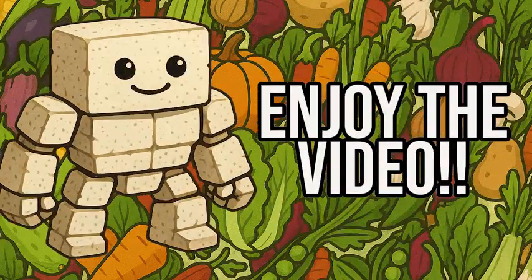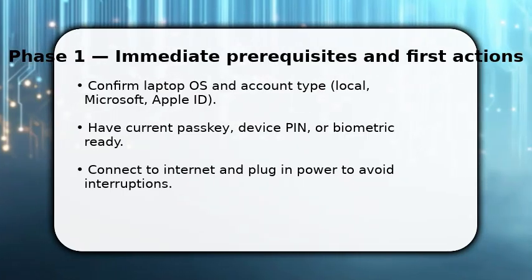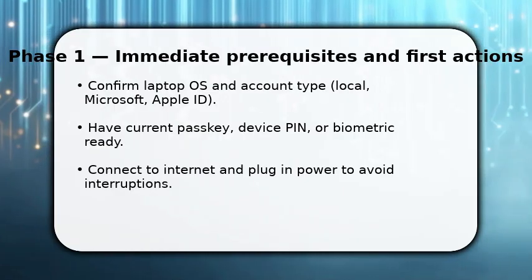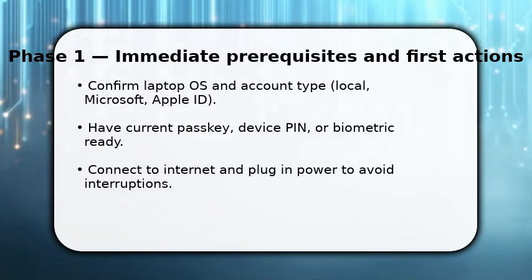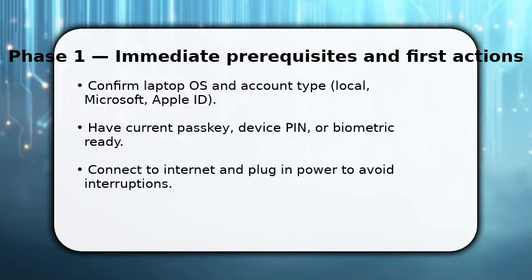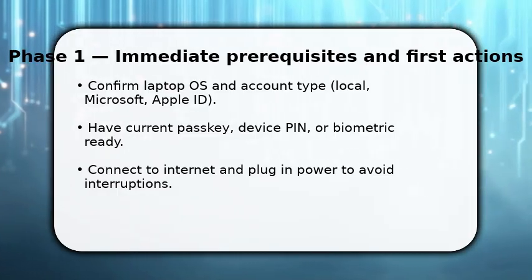Please enjoy the video. You begin by verifying the account type and the OS because steps differ. This matters. Once done, unlock the laptop with your current Passkey or PIN and make sure biometrics authenticate if required. Open Settings or System Preferences and navigate to Accounts, then Security or Sign-in options.